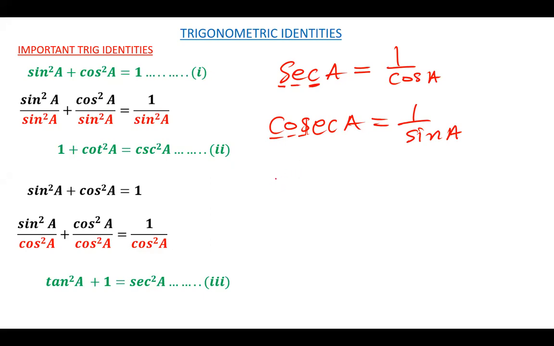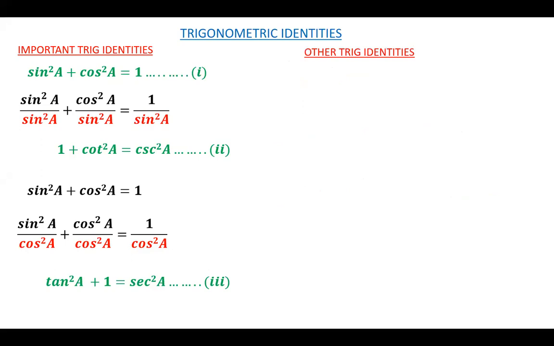And then if I say cot A, the third letter is 1, 2, 3. The third letter is T. So this will be 1 over tan A. This is how you master it. Okay. So we look at other trig identities. Cot A, I said it's cos A over sine A.